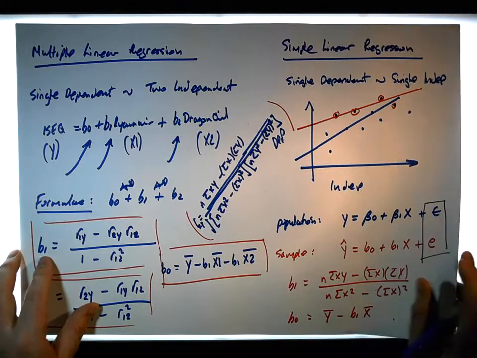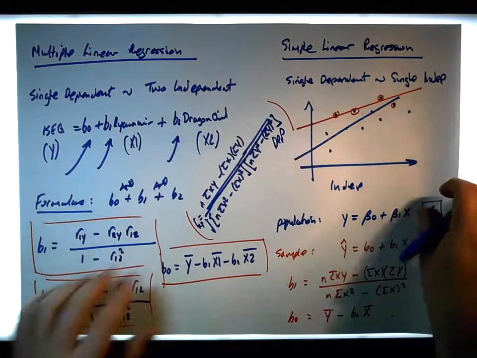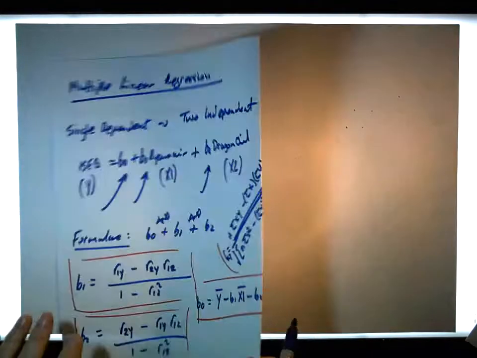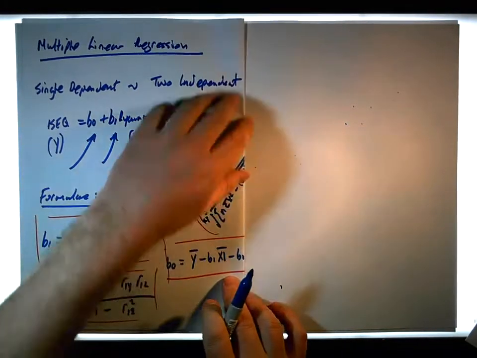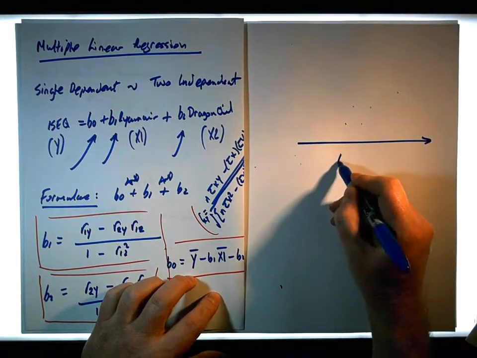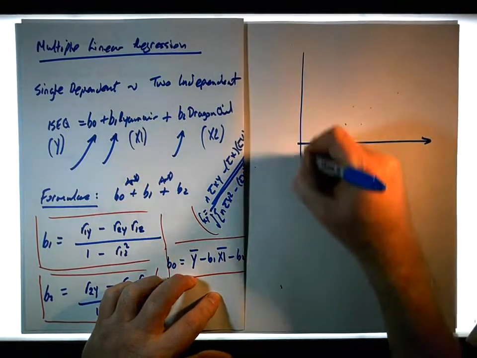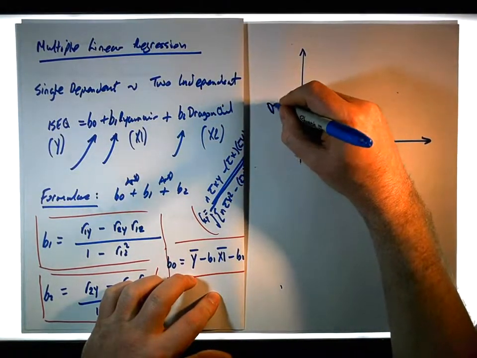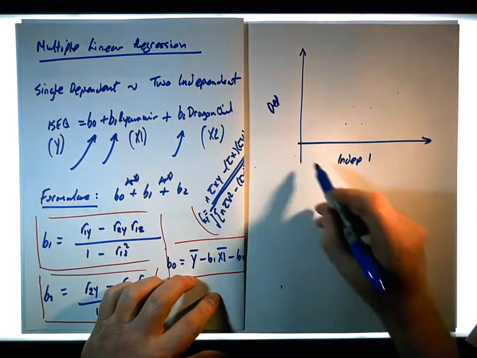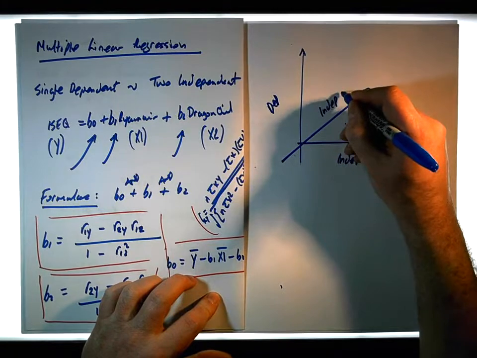Okay, so let's have a look at this again. Once again, we have a population. This time we've got two independent variables. We have our first independent variable, let's say independent 1. I'll put our dependent variable up here, so we have the dependent variable. And then we have our second independent variable, independent 2.